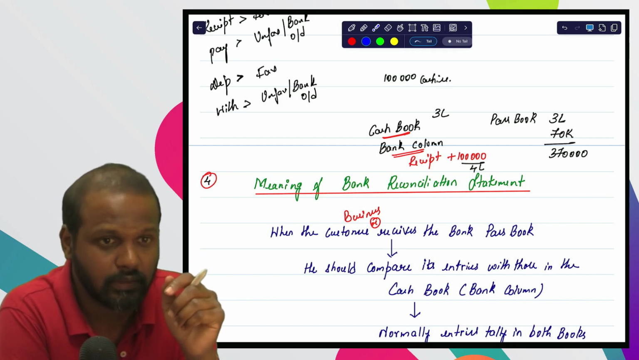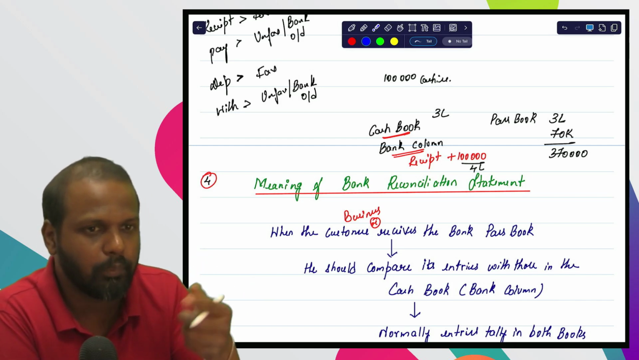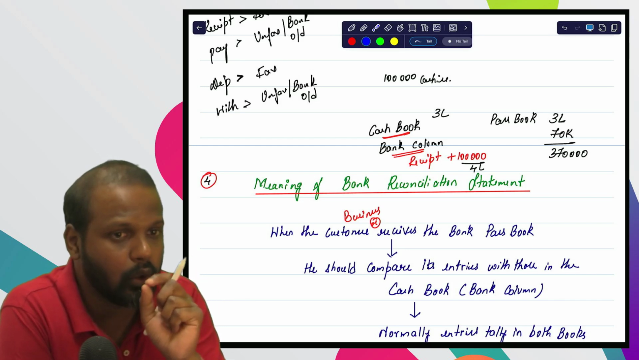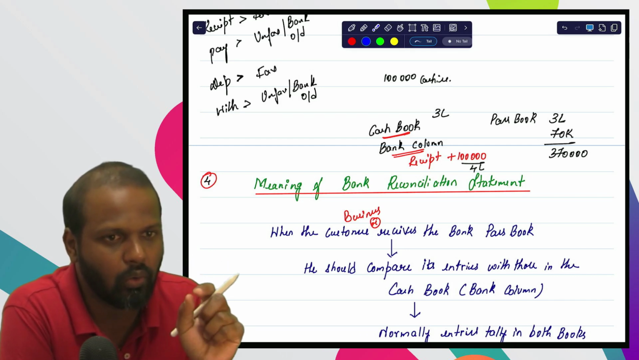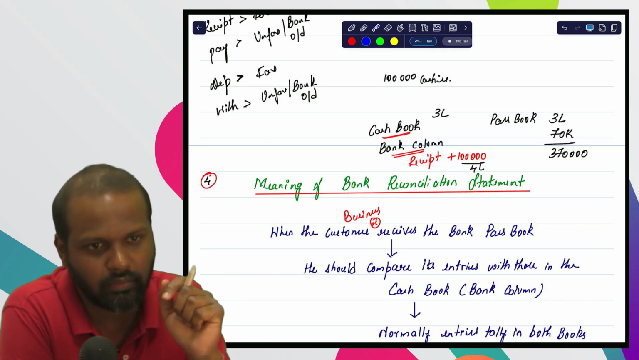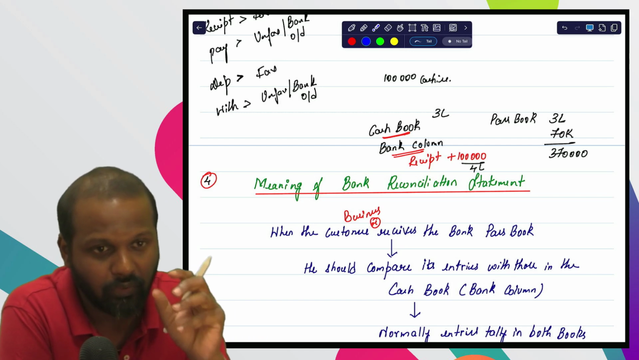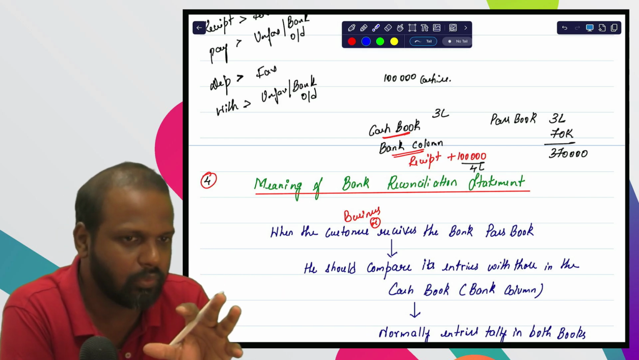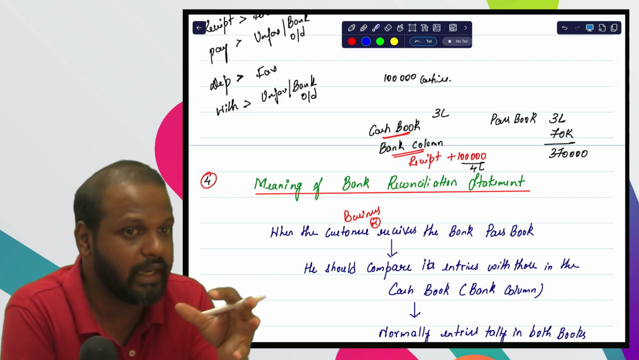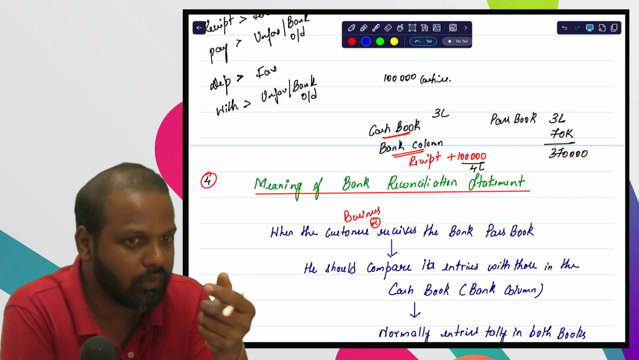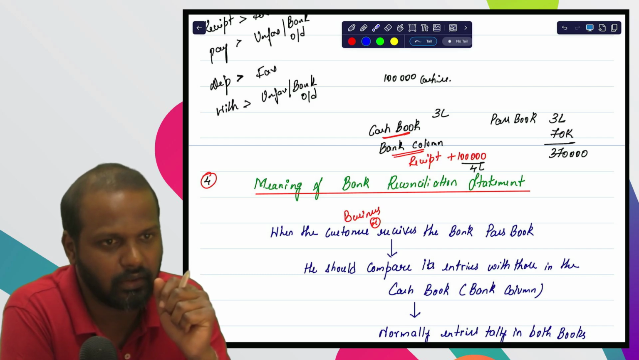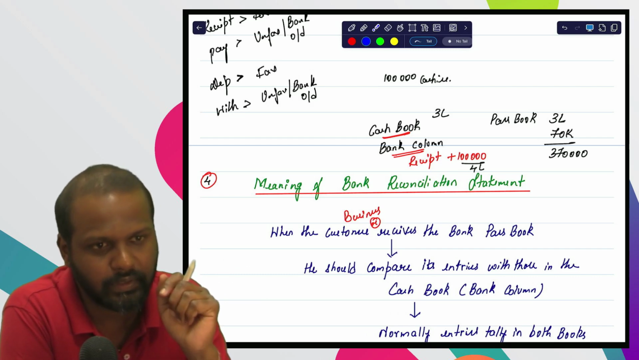One more reason. If you keep on checking the entries at regular intervals, then no employee, no cashier or no accountant will try to do any kind of fraud. Why? Because he will be afraid. He knows in his mind that the owner will keep on checking the entries at regular intervals. If I do any fraud, he will detect it and identify it, and it will be a problem for that person.